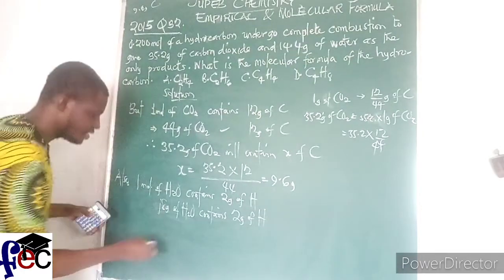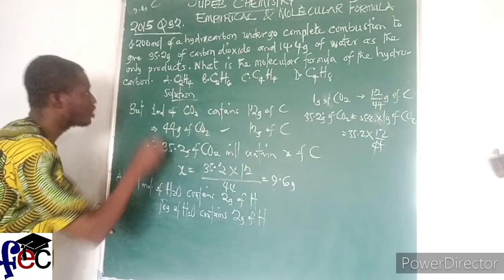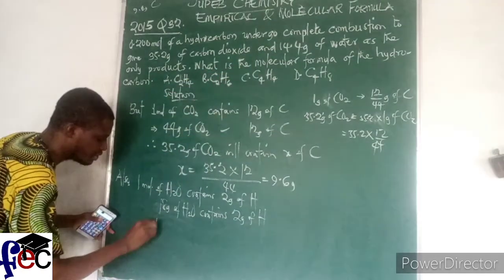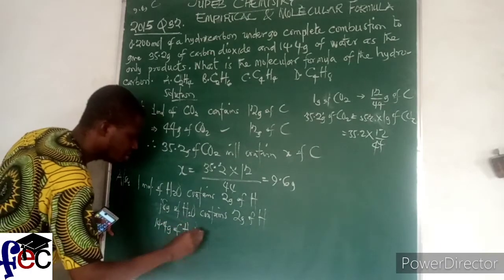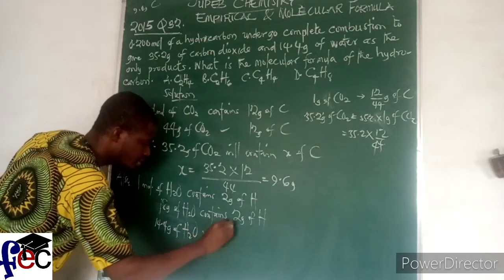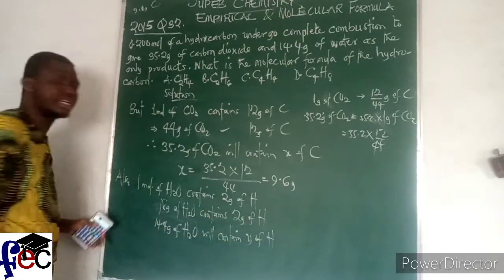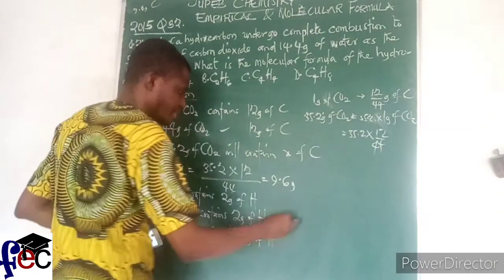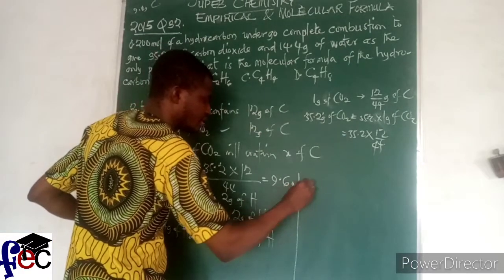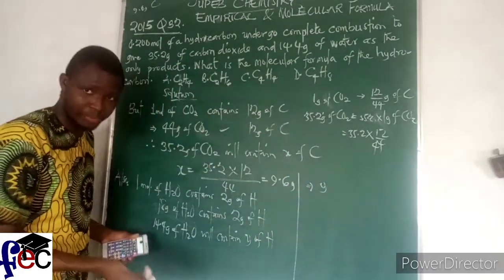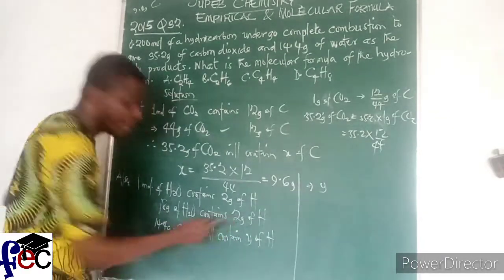Okay, so in this case, if 18 grams of water contains 2 grams of hydrogen, what will 14.4 grams of water contain? 14.4 grams of water will contain, let's call it Y of hydrogen. We need to get that Y. How do we get that Y? Pardon me, I'm going to illustrate it here. So it implies that Y, as if you are cross multiplying, Y multiplied by 18 and 14.4 multiplied by 2.